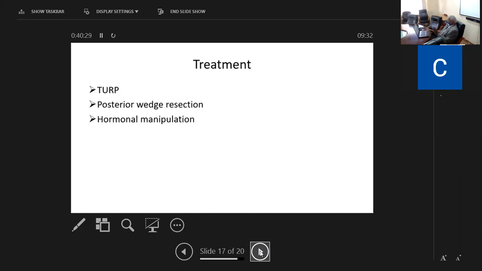Treatment: some small enlargements, you can do transurethral resection of prostate to open the way, especially for those who come to you with retention of urine. When you have opened the bladder and you find it's a malignant one, it's hard, what the surgeon does is a posterior wedge resection of the prostate, just to open the way and put a catheter in. But the mainstay of management of malignant prostate is hormonal manipulation.